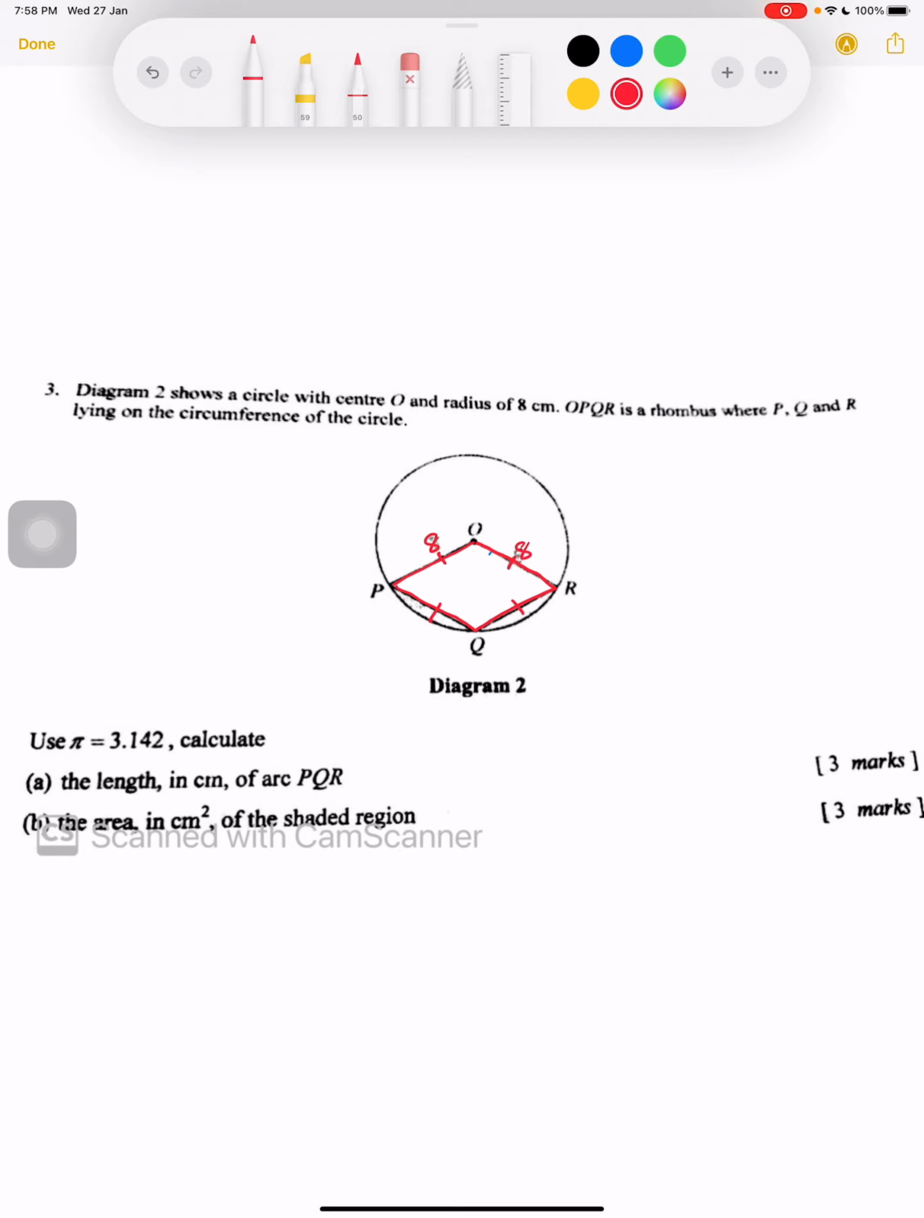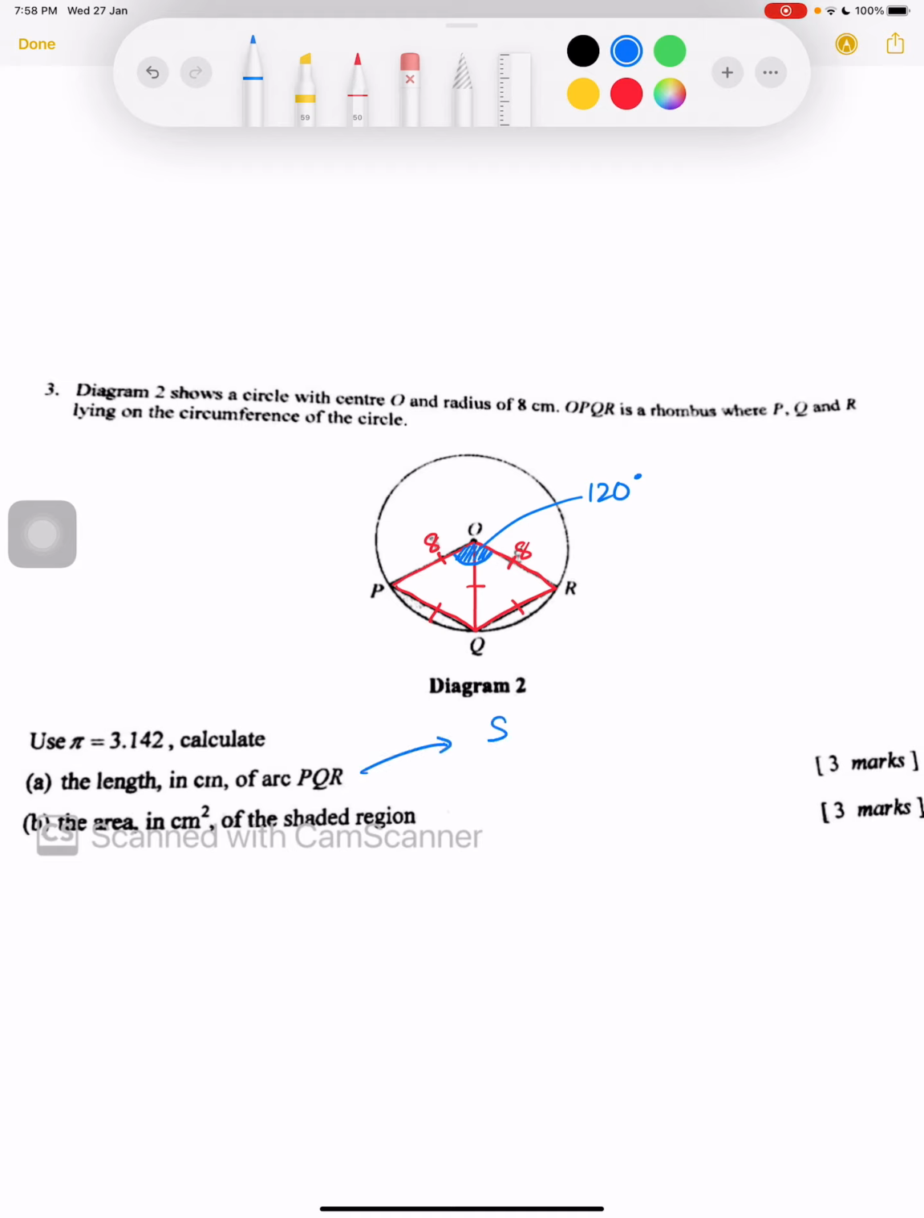One more thing that you have to notice is that OQ is also the same length. OQ because it's the radius, right? So therefore, you have an equilateral triangle, OPQ, and also your OQR. If you are able to see the equilateral triangle, I think it is very straightforward already. Because now I know that this is 60 degree, this is 60 degree, so therefore the whole angle here will be represented by 120 degree.